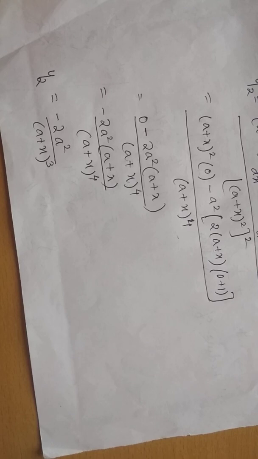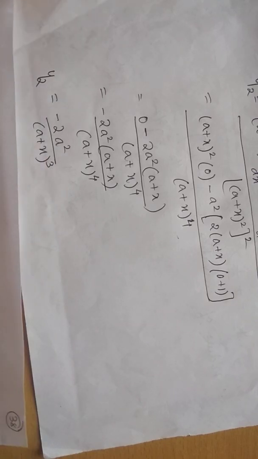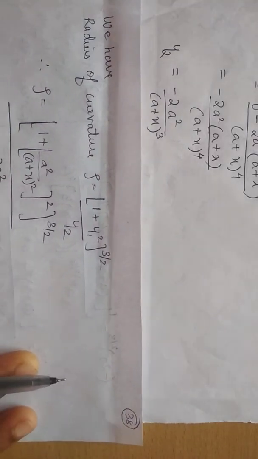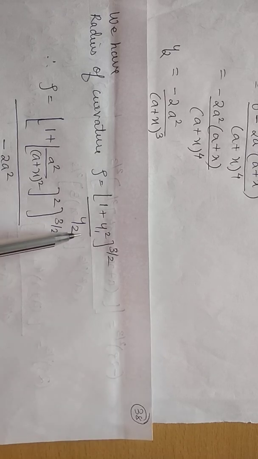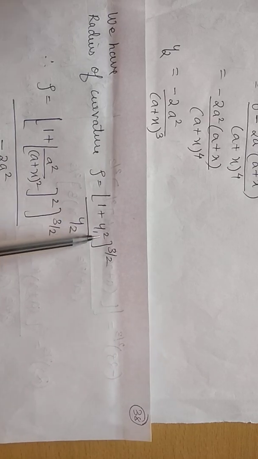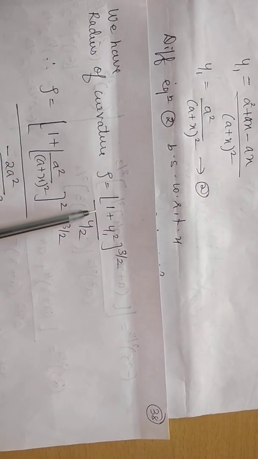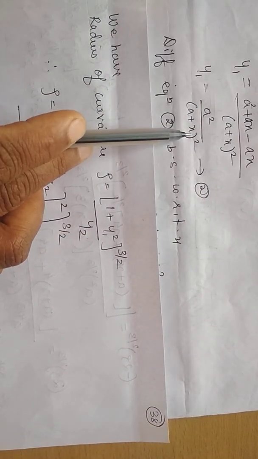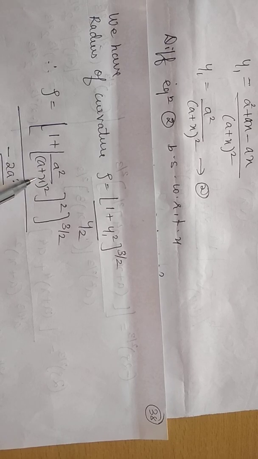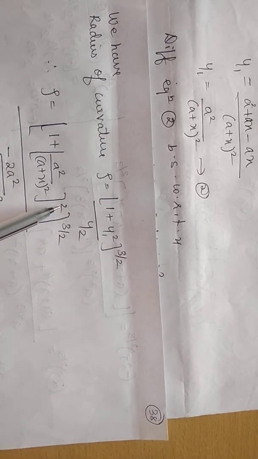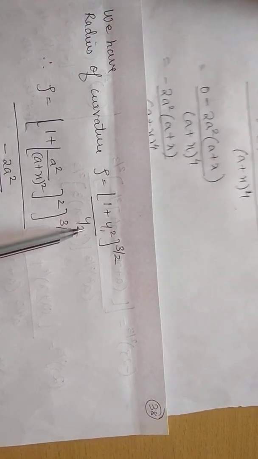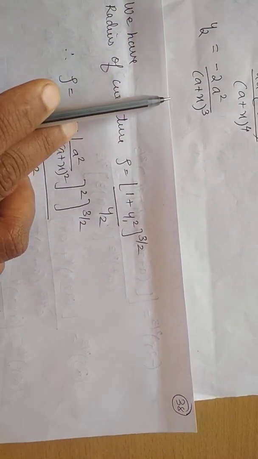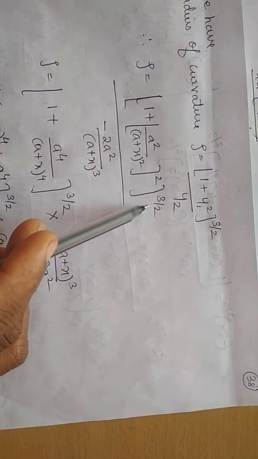Now we are going to substitute in the formula. ρ = (1 + y1^2)^(3/2)/y2. Y1 is a^2/(a+x)^2, so y1 square is there, and this will be squared, raised to 3 by 2. Y2 is, how much have you got for y2? Minus 2a^2 upon (a+x)^3. Do not cancel this 2 and this 2.